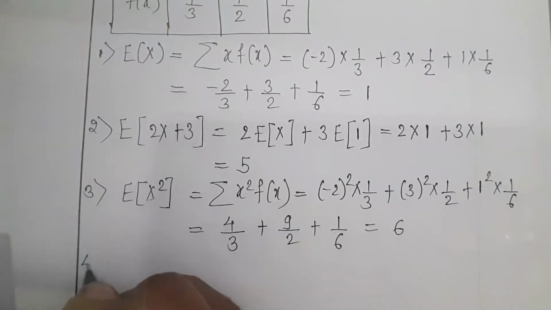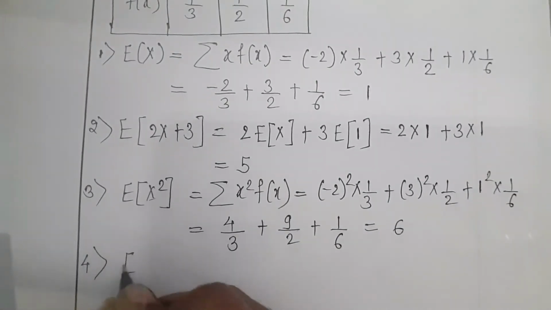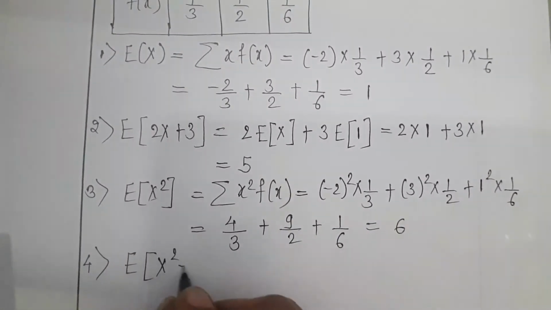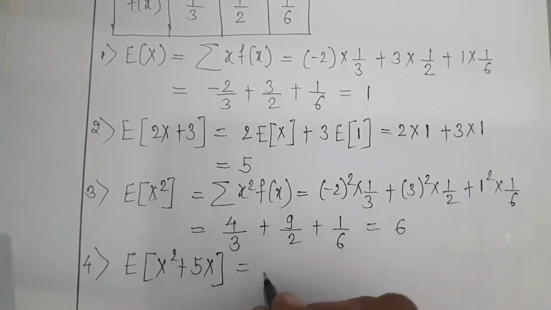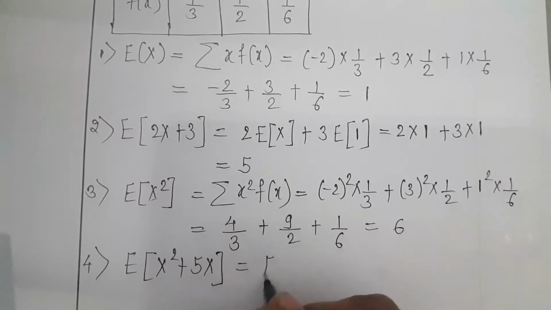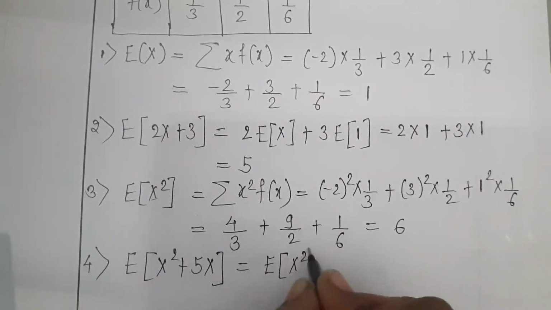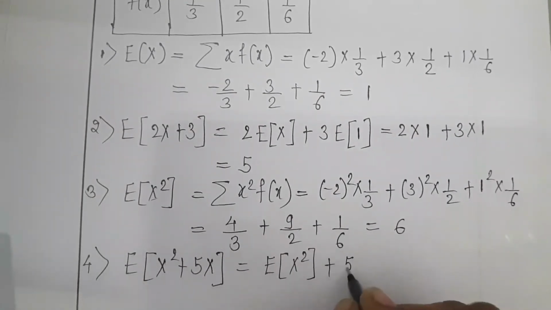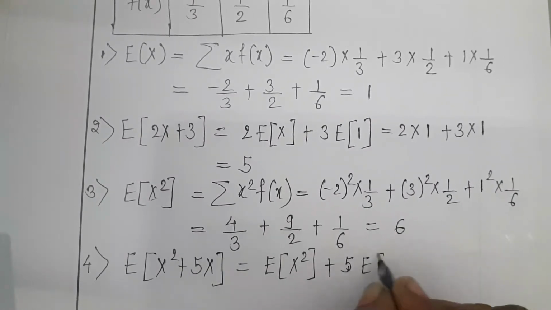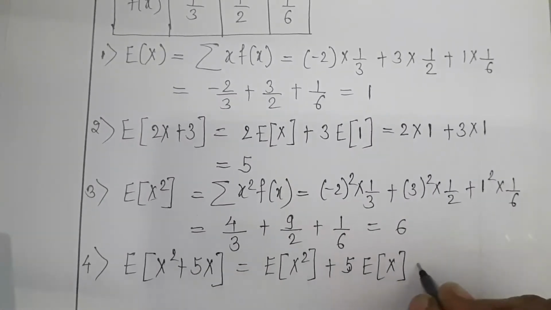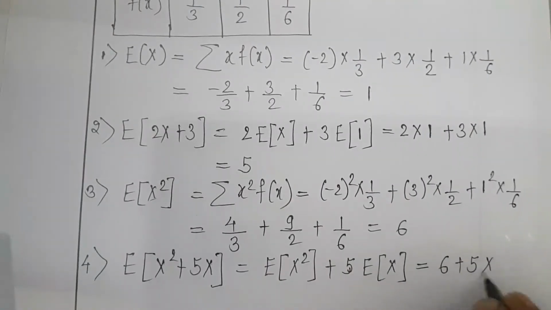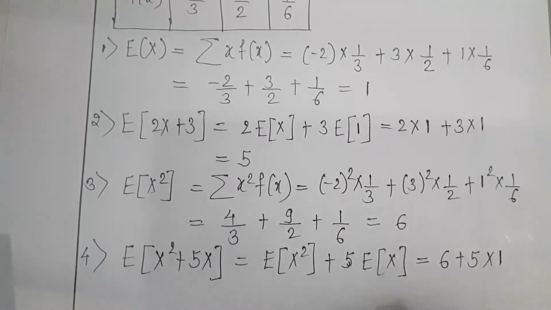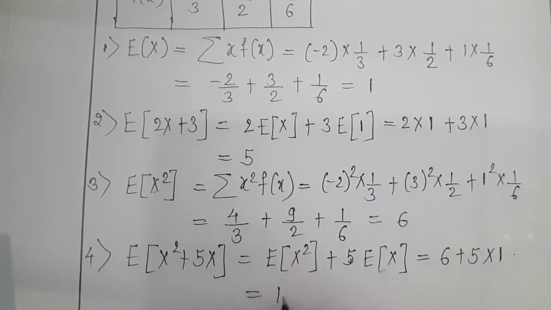Now the fourth part, we want expectation of x square plus 5x. So again, separate both the parts. It is expectation of x square plus the constant 5 outside multiplied by expectation of x. Expectation of x square value is 6, plus 5 multiplied by expectation of x value, which is 1. So 6 plus 5 is equal to 11.